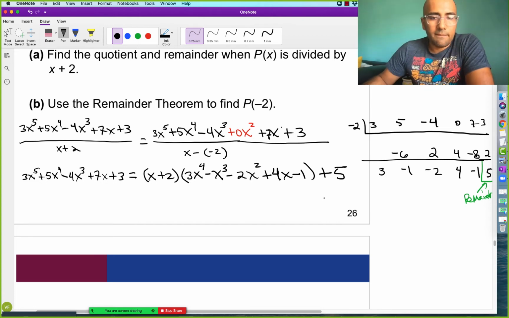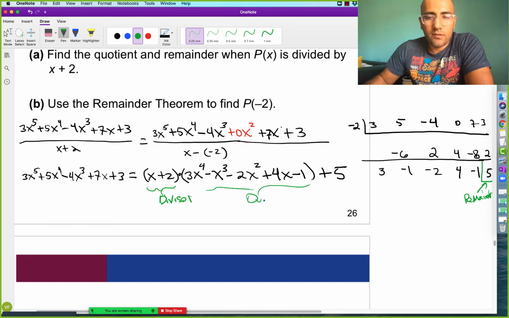Any questions about that? Good? No? Maybe? And again, that's because this is the divisor, multiplied by the quotient, and then the remainder.